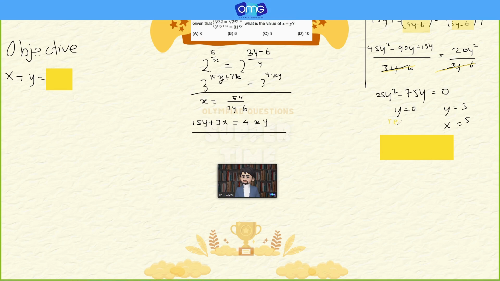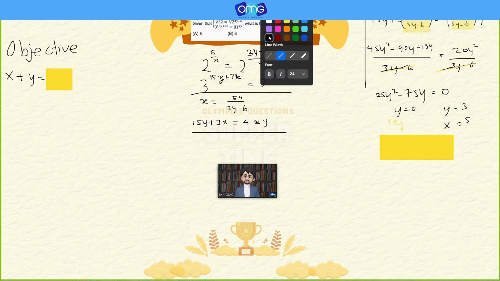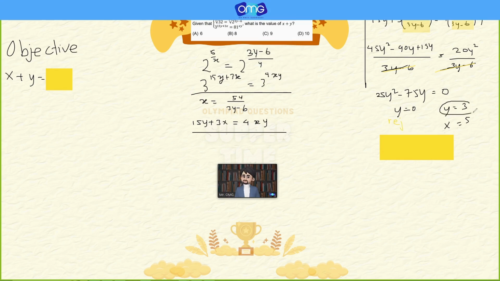y equals 0 is rejected, because y cannot be 0. When y equals 3, we substitute here: 5 times 3 over 3 times 3 minus 6. If you count this, you'll get 5, so x equals 5. So the value of x plus y is 8, and that's the answer.